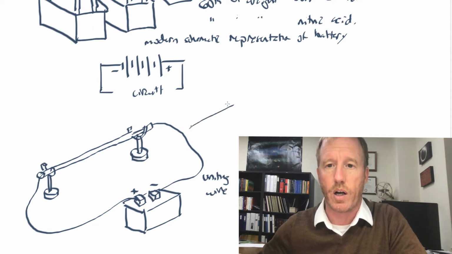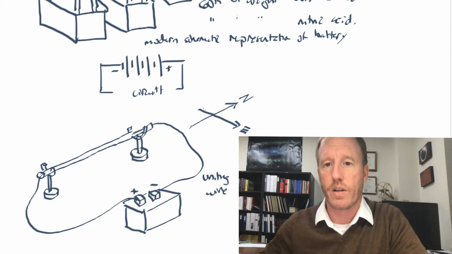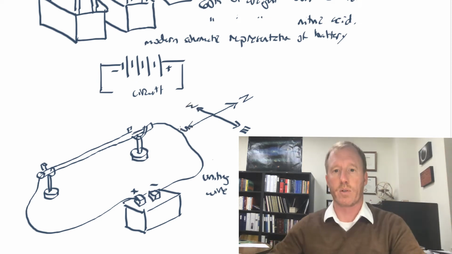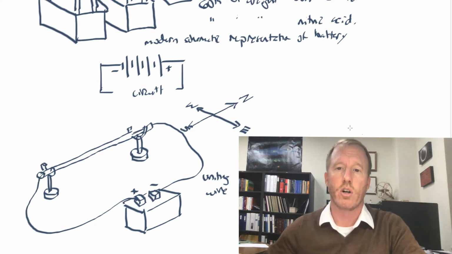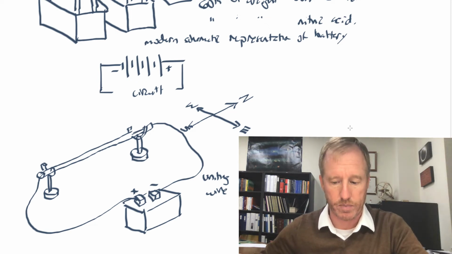So I'm going to draw some compass directions here. So this would be the northerly direction. This would be the eastward direction. This would be the westward direction. And this would be the southward direction in the laboratory. So this wire is oriented along the north-south axis.